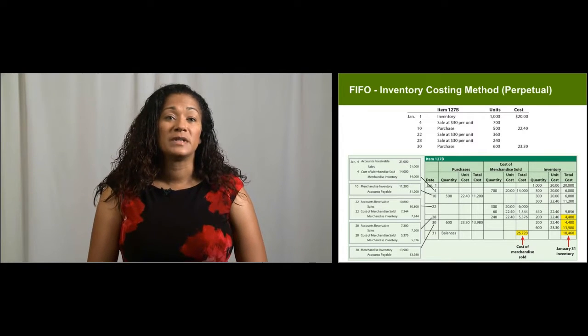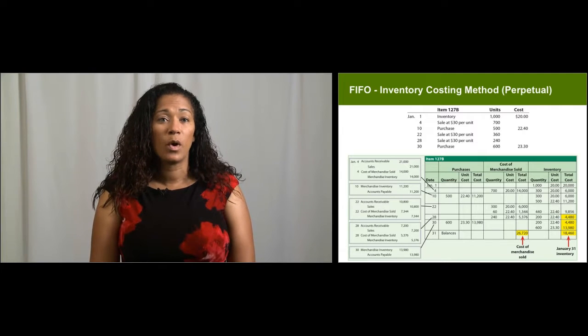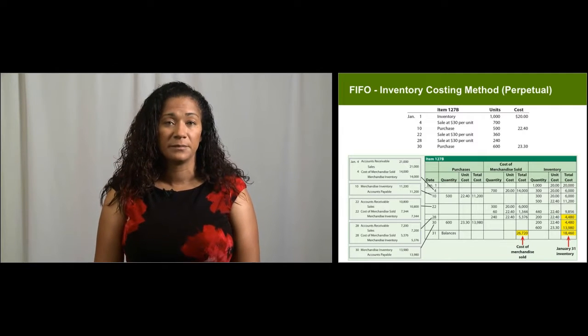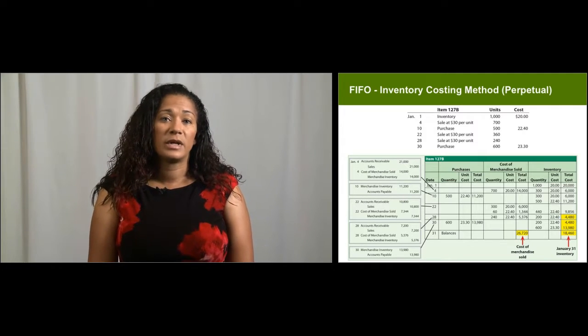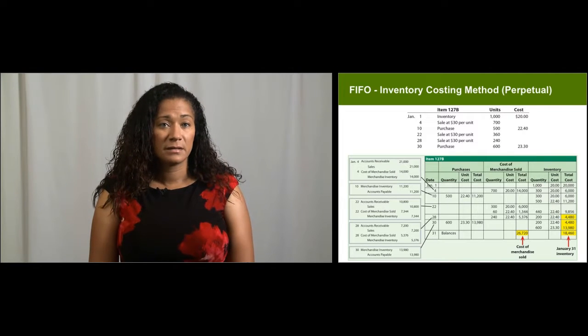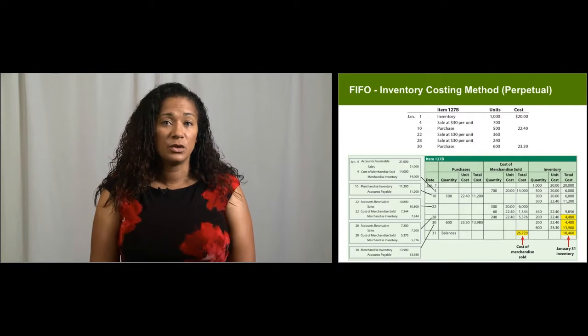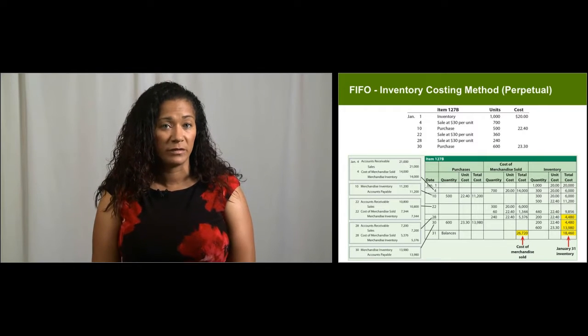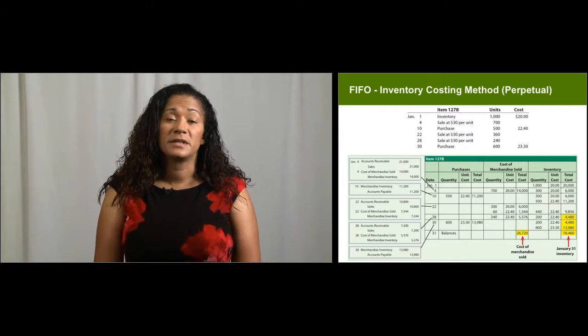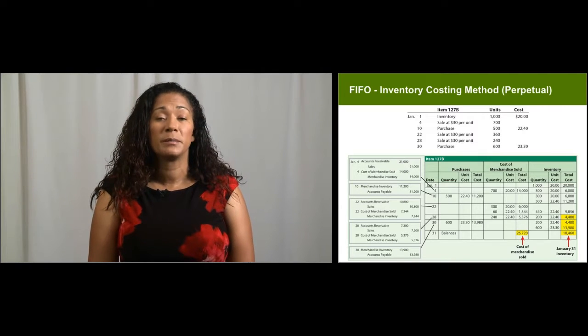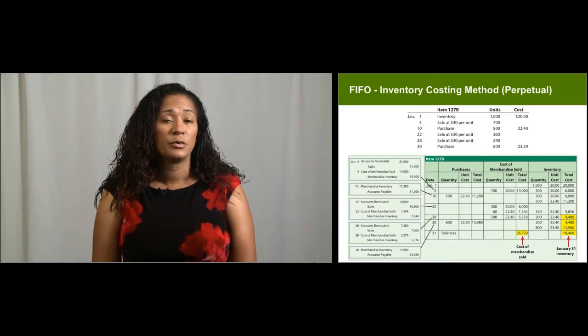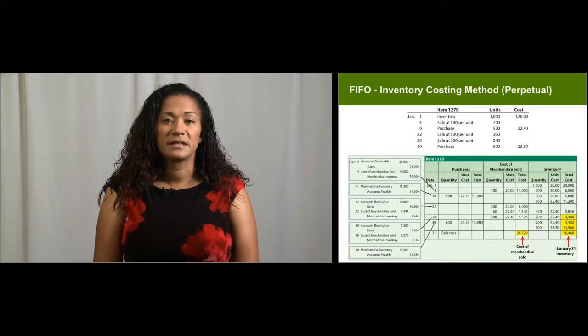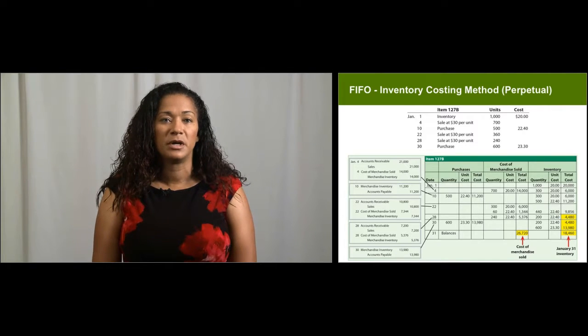This is the number of units left and should be entered in the quantity column under inventory. The unit cost of $20 must be entered next. The $20 cost is used because that's the unit cost of the 1,000 units that were carried over from the previous period. The last step is to calculate the total cost of the remaining units by multiplying the 300 units by the $20 per unit cost, which should be $6,000. Enter $6,000 in the total cost column under inventory.